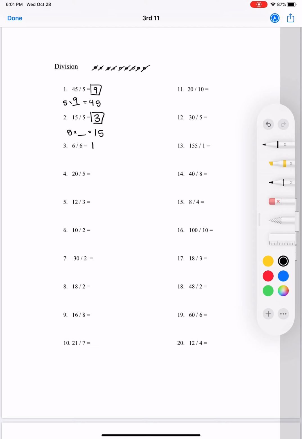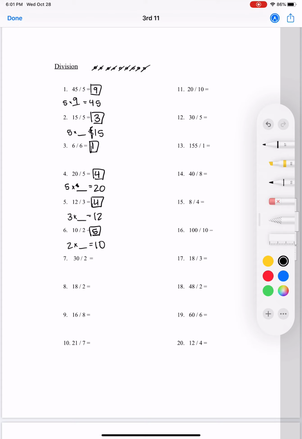20 divided by 5 is the same thing as 5 times what equals 20, and we know that 5 times 4 is 20, so 4 is the answer. And then 12 divided by 3 is 3 times what equals 12, we know that the answer is 4 again. 10 divided by 2 is 2 times what equals 10. So basically what you do is you put the smaller number times something equals the bigger number. So in this case, the answer would be 5.